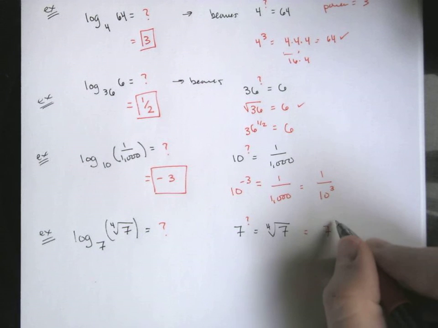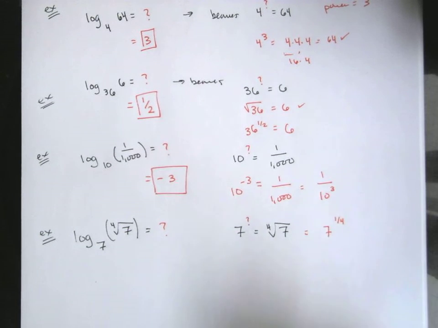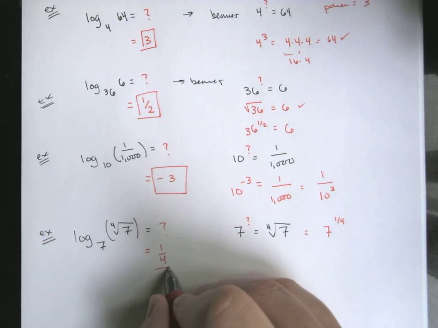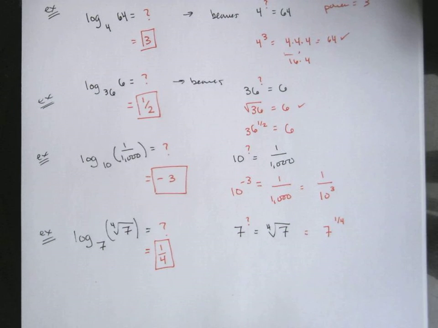As an exponent, that's going to be 1/4, right? 7 to the 1/4. 1/4 is going to be our 4th root. So the exponent here is 1/4, and that's going to be our log value.